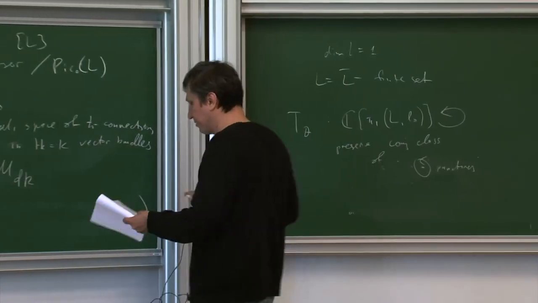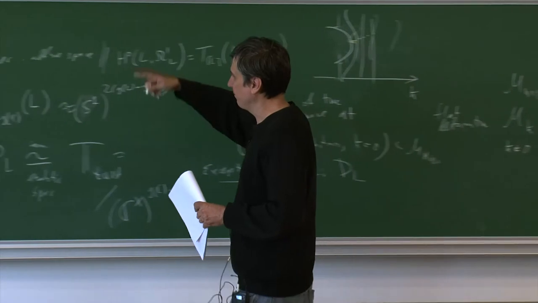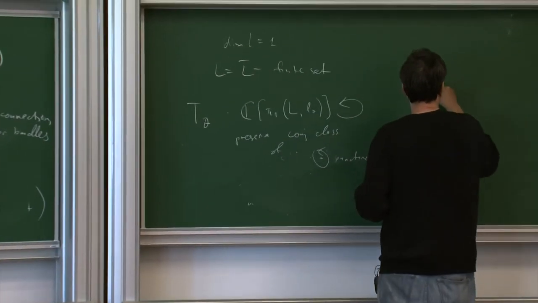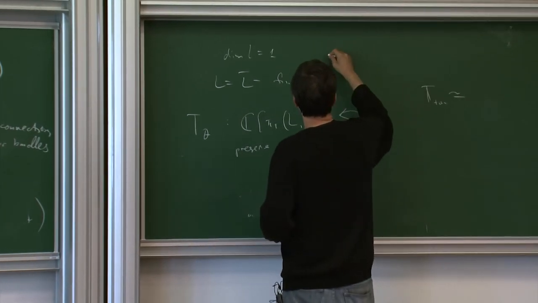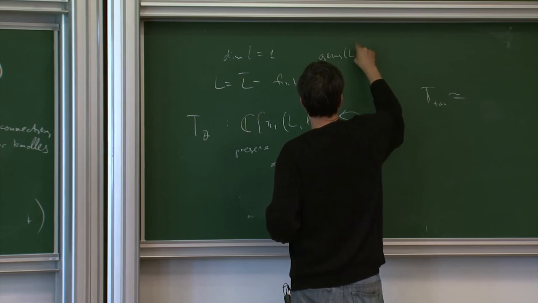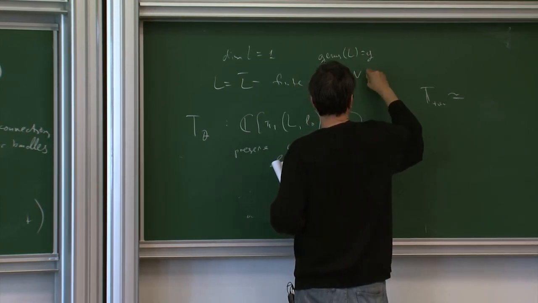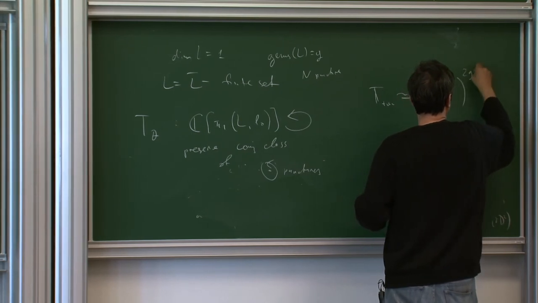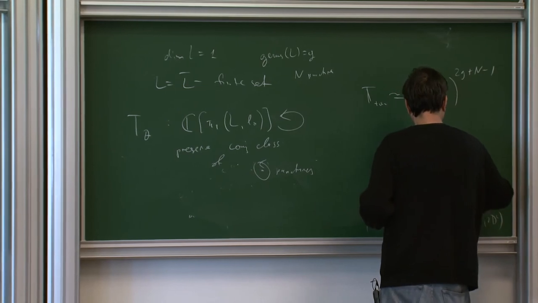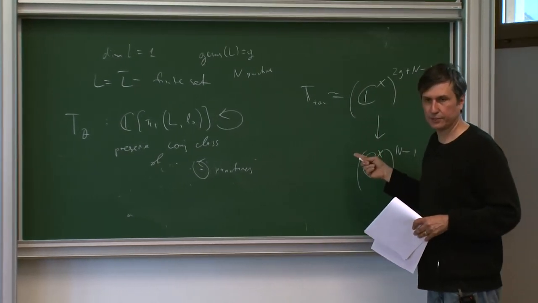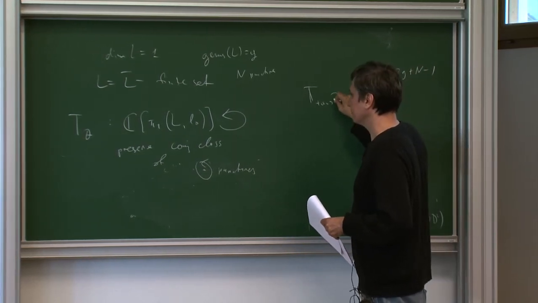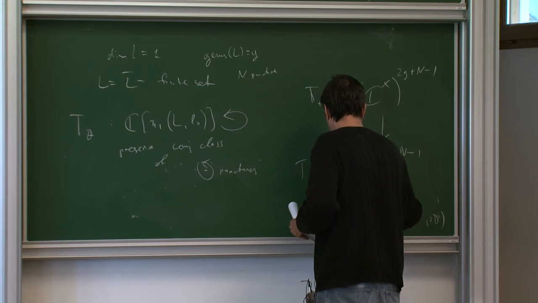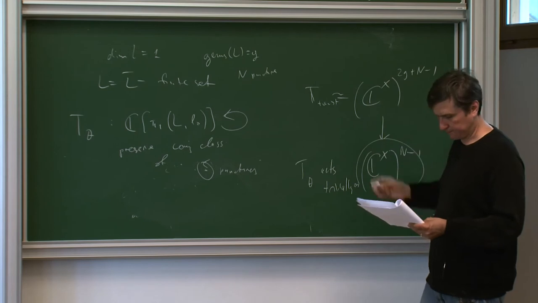In particular, for these rank one systems, it means that when I make an automorphism of this twisted torus, maybe of genus g with n punctures, this twisted torus is C star to the 2g plus n minus 1. And it projects to C star to the n minus 1, which is the holonomy around punctures. And this automorphism acts trivially on this quotient, so it acts on the fibers in some way.